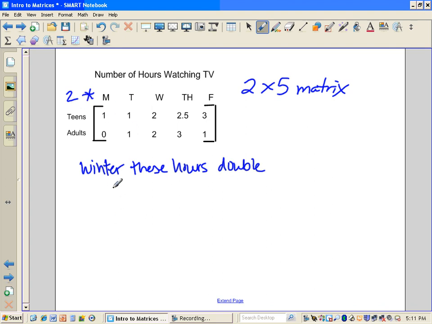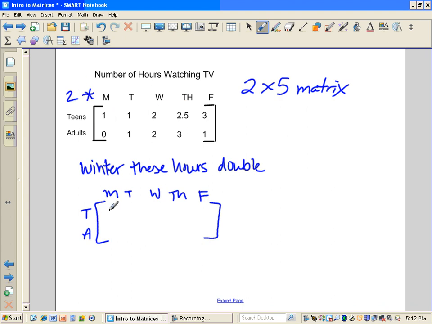And so what you're going to do is set up your answer matrix in the same way that this is set up, Monday, Tuesday, Wednesday, Thursday, and Friday. And we have teens and adults. And I'm just going to multiply each number inside by the number 2, sort of like the distributive property.